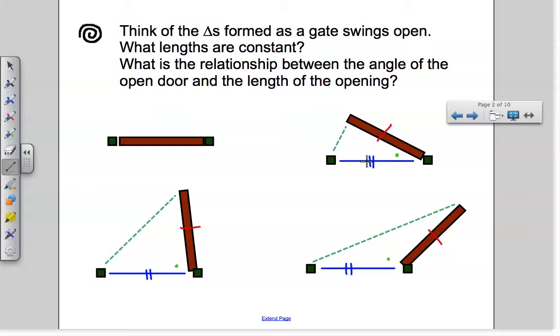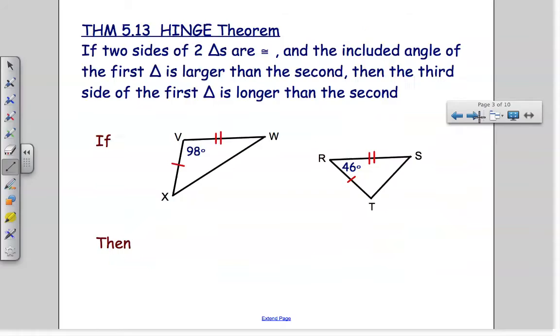And you can see, because these two lengths were the same, the actual gate itself and the distance that the posts were apart from that gate, these are always the same, but as the angle increases, so too does the distance between the opening. This is what hinge theorem is dealing with. And we call it hinge theorem because of the idea that we can think of that open door situation.